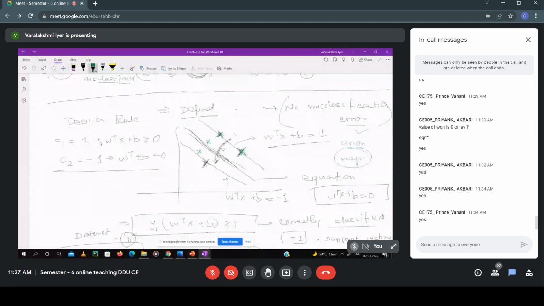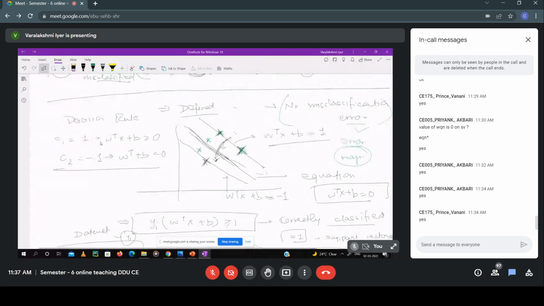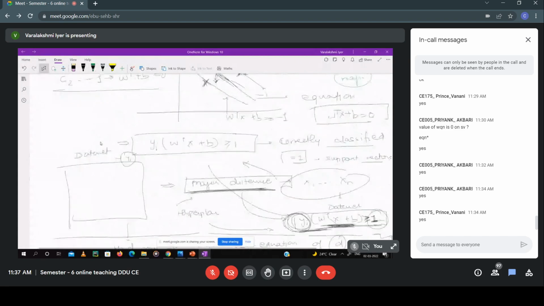And if there is any case where a support vector or a point is placed on the wrong side of the hyperplane, then ultimately we won't be able to find the margin equation, because we have to satisfy this condition in order to find the margin distance. The condition is yi into w transpose x plus b must be greater than or equal to 1. This condition needs to be satisfied in order to find the maximum margin distance and the hyperplane equation. So this is known as the hard margin case, where we are allowing no misclassification error.